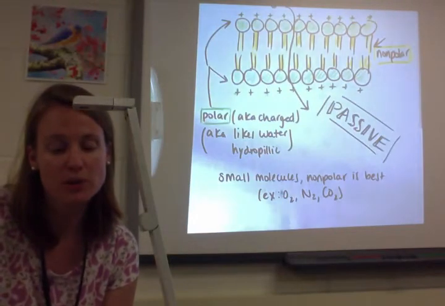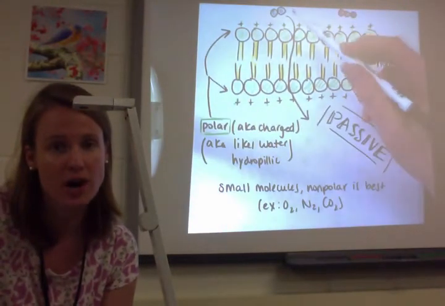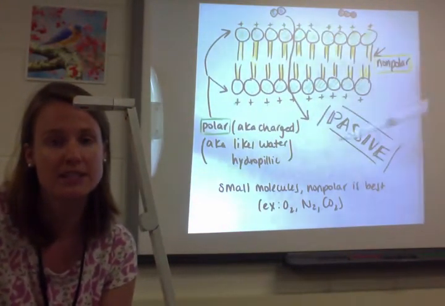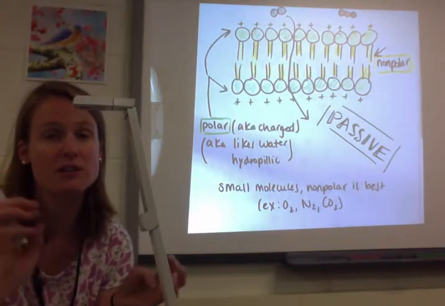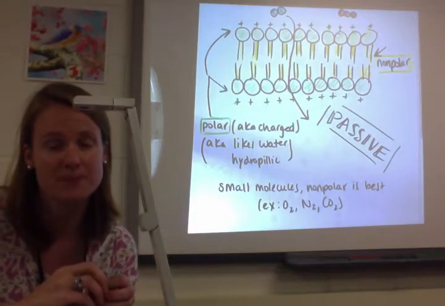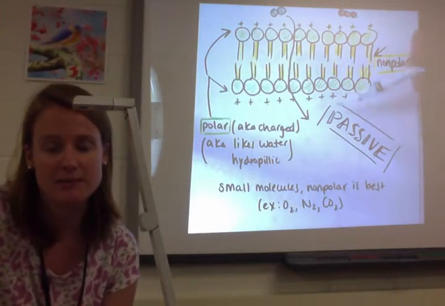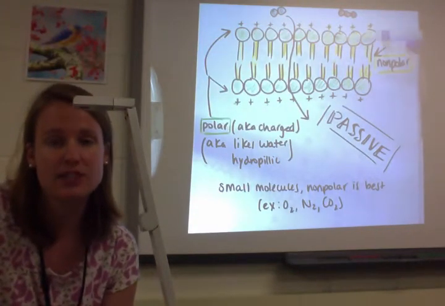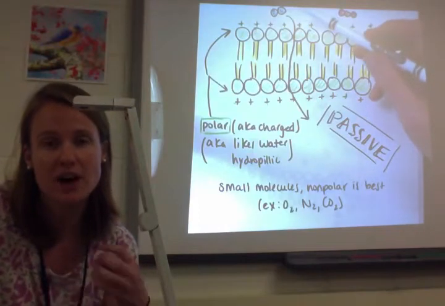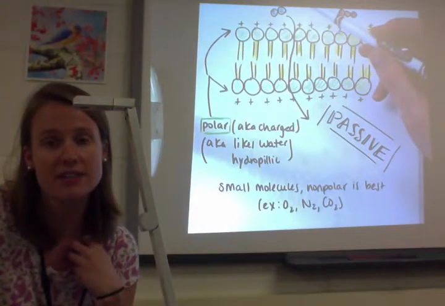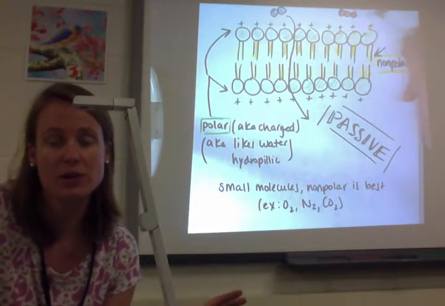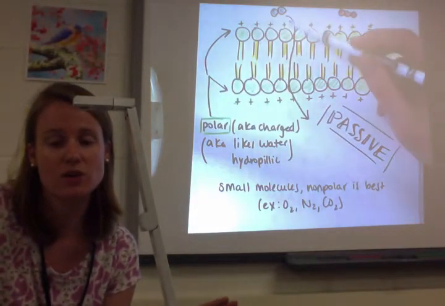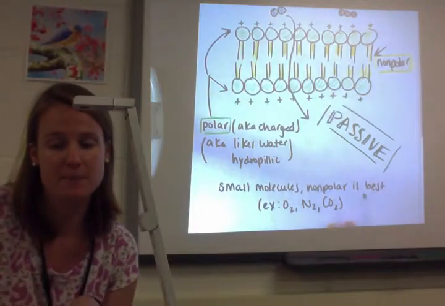Small molecules that are nonpolar can go across the phospholipid bilayer. That means things like oxygen gas, nitrogen gas, and carbon dioxide gas. They're all small, and they don't have a charge. This all happens via passive transport. We rely on a high concentration of oxygen in our blood outside of our cells so that oxygen diffuses into our cells where there's a lower concentration of oxygen, and it just goes right through the lipid bilayer.